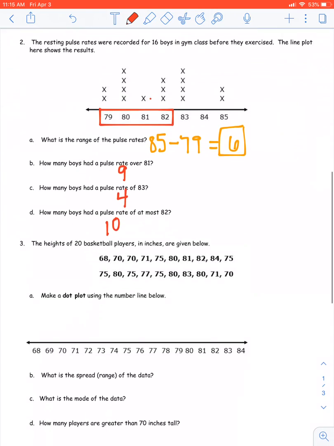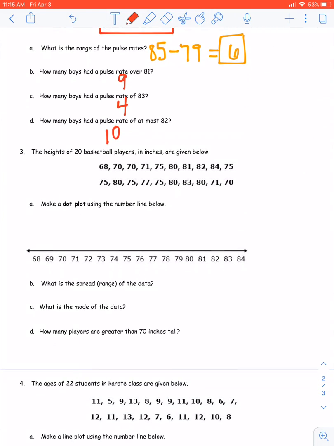All right, number 3 takes us into trying to create dot plots. This time they already give us the number line. Notice that it starts at 68 and goes to 84 because we don't need numbers outside of that range. All of the data points fall between 68 and 84. So we're going to put dots or X's, it doesn't matter which one you use, at the numbers. And we're going to cross them off as we go just to make sure we have them.